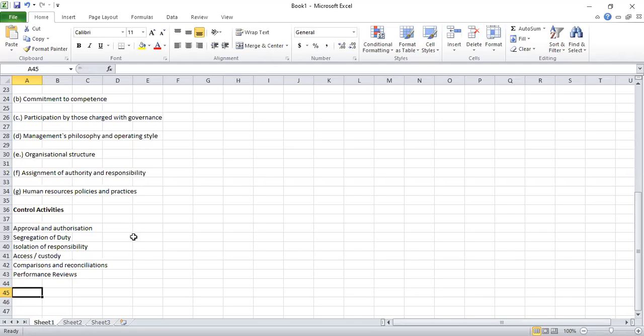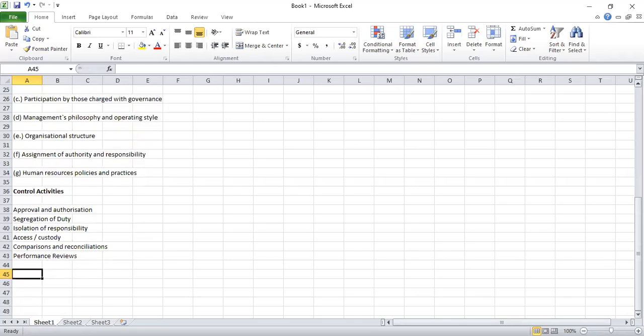You can also compare your performance to the previous period. You can compare to industry averages. That is also a performance review. So those are some of the controls that can detect and ensure that we don't have deficiencies within our systems. So those are some of the control activities that can be done.